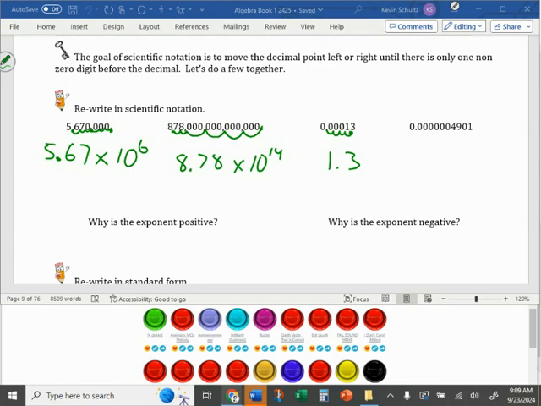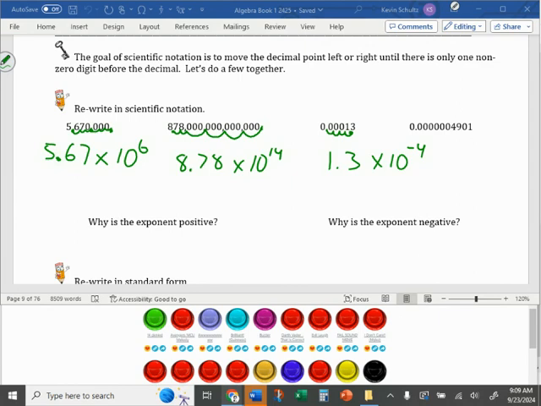But in this case, since we moved it to the right to put it into scientific notation, that means we have to move it back to the left to get 0.00013. We're not going to use division here. We're going to use a negative power. So this is going to be 1.3 times 10 to the negative 4th. Okay? Negative 4th. Which direction on a number line is the negative side? Left. When you see a negative power, that tells you which direction the decimal point needs to go to get back to the original one.